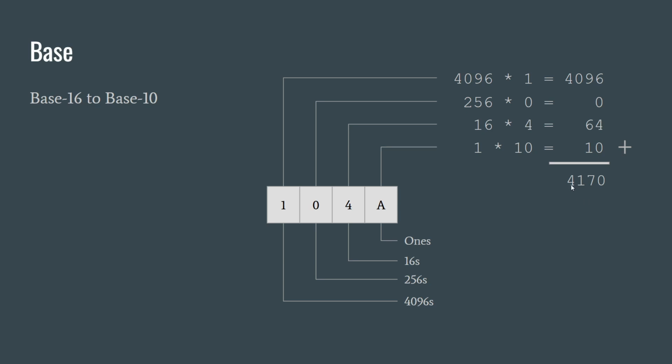And we get 4,170. So 4,170 in decimal, or base 10, is the same as 104A in hexadecimal. Though nobody says it that way. We'd say 104A or something. I don't know.